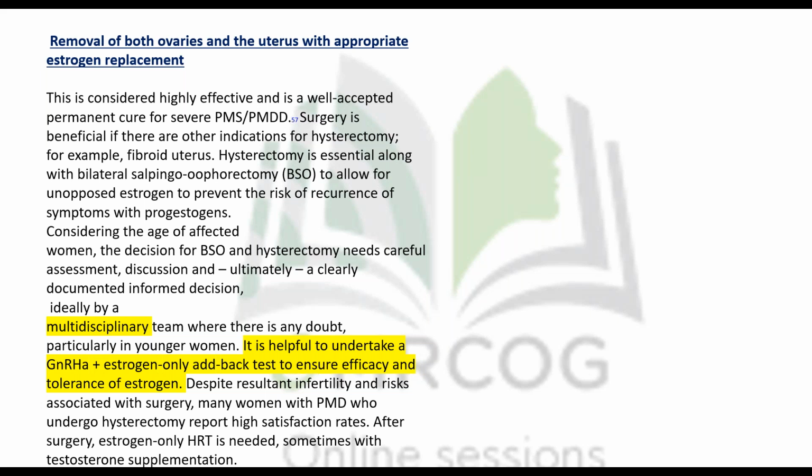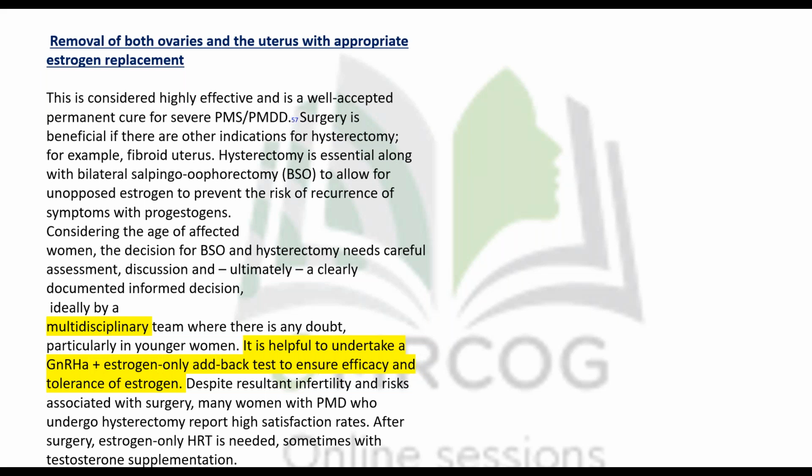Okay, so is it a one-person decision to remove the woman's ovaries and uterus because of severe PMS or PMDD? Is it a one-person decision? No, no, no. Okay, this is a responsibility. This must be done by the MDT. Okay, guys, this must be an MDT.